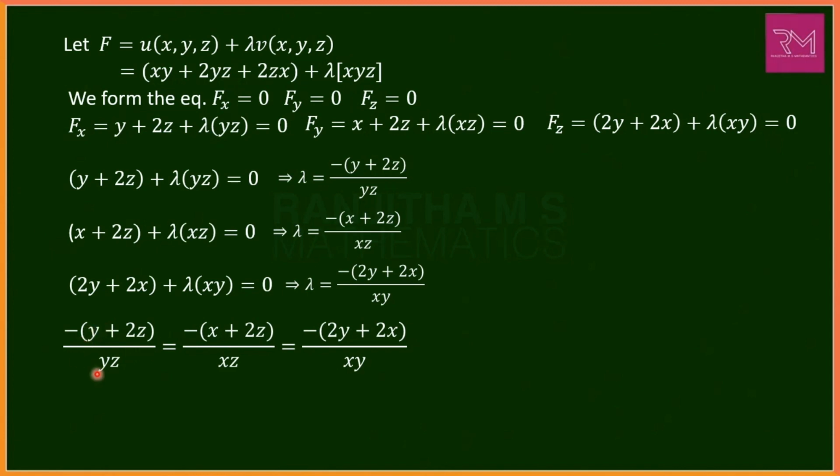To find xyz value, first consider these two equations and equate the values. We get, here xz into minus (y plus 2z) is xyz. Here minus minus gets cancelled. Here xyz plus 2z into xz is 2xz square, which is equal to x into yz is xyz plus 2z into yz is 2yz square. Here xyz gets cancelled. The remaining is 2xz square is equal to 2yz square. Here 2z square gets cancelled. The remaining we get as x is equal to y. Here considering first two equations, we get the value as x is equal to y.